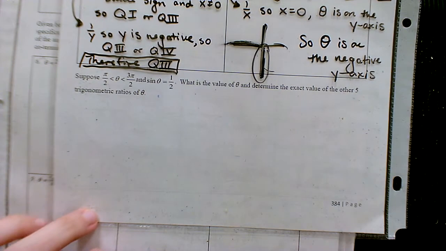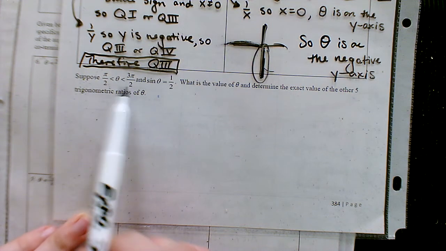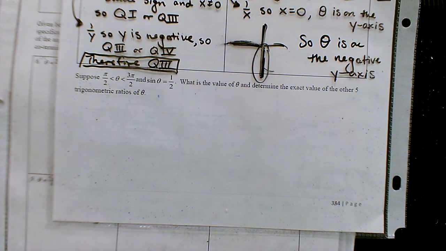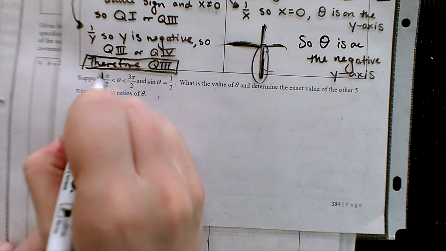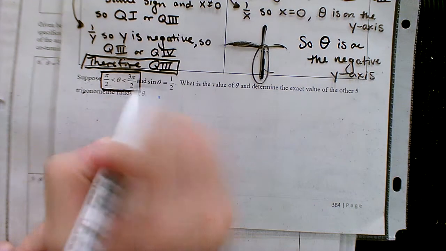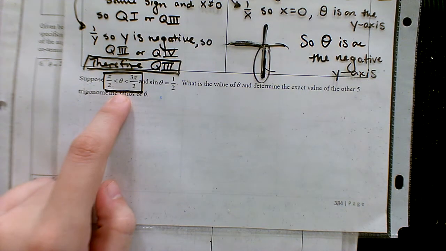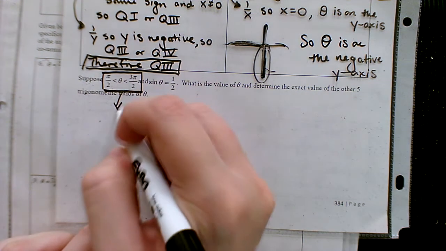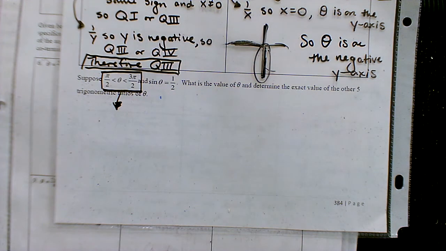All right, let's just try our last one here. Suppose that our angle is between pi over 2 and 3 pi over 2, and we know the sine value is a half. What is the value of theta? And determine the exact value of the other 5 trig ratios. All right, so let's just kind of figure out which quadrant we might be in first. Can we narrow it down based off of this information? If you have an angle between pi over 2 and 3 pi over 2, which quadrant or quadrants might you be in?